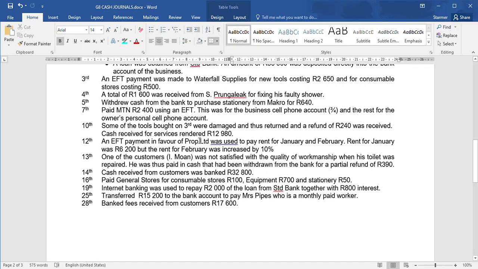Some of the tools bought on the 3rd were damaged and were thus returned. A refund of 240 was received, and then on the same day cash was received for services rendered. Services rendered is when you do work for somebody. It's a fancy way for saying you did a job for somebody. Now both of those were on the same day. Both of them involve receiving money.